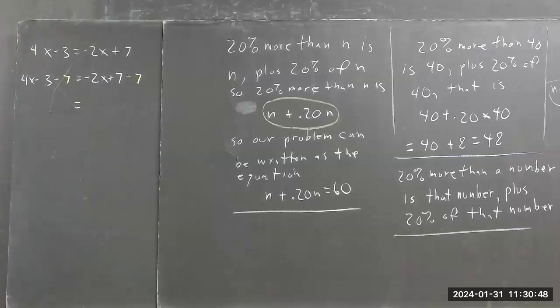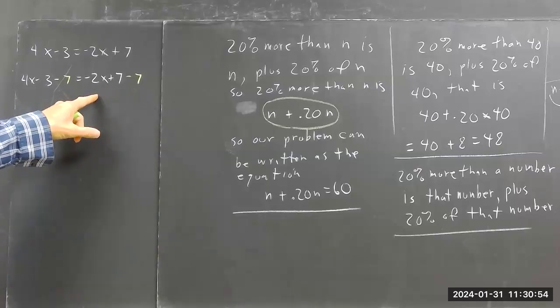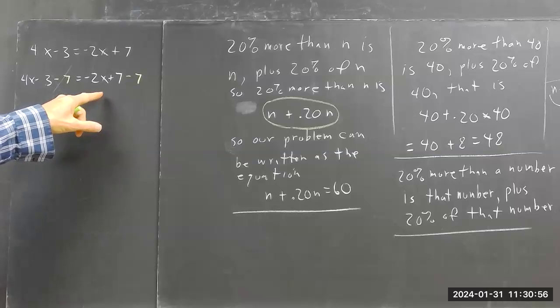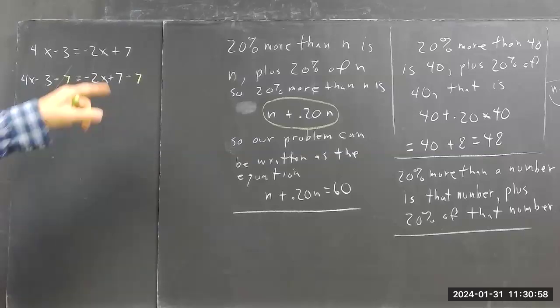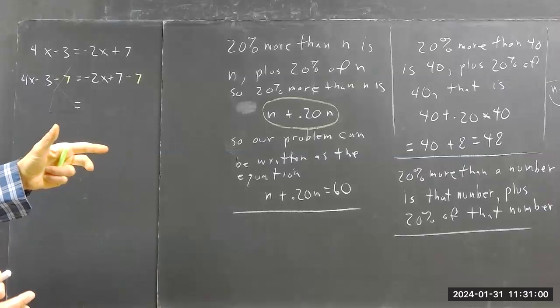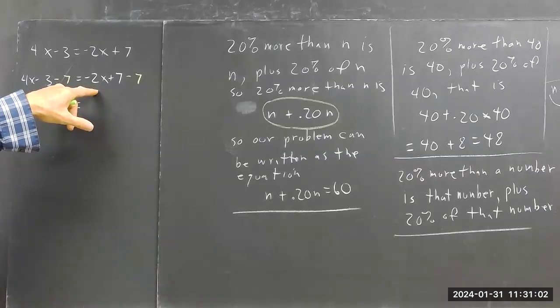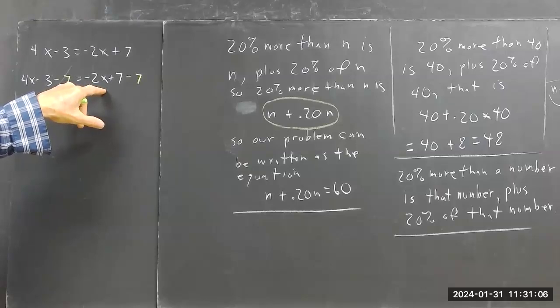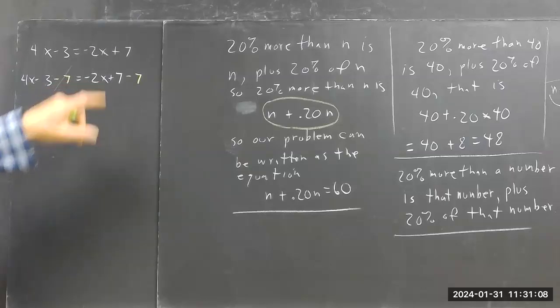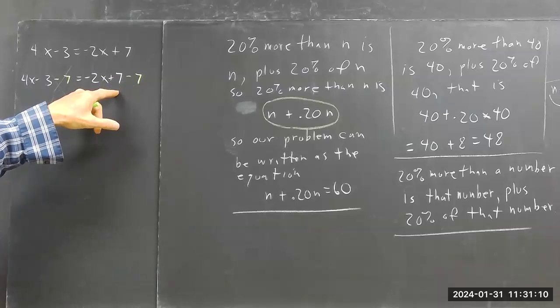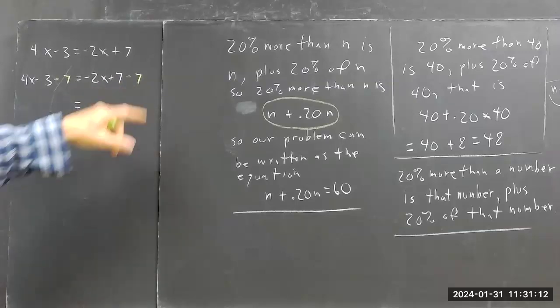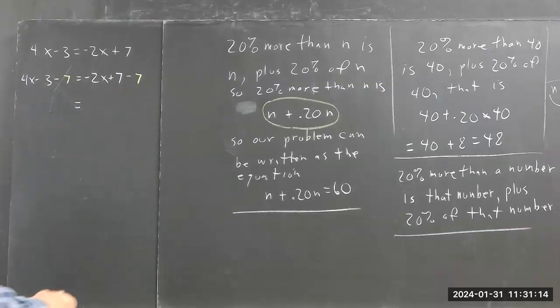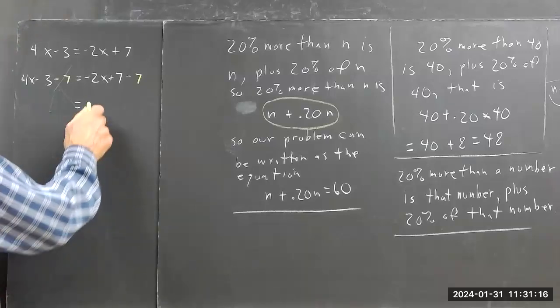Now, what is it that we can subtract 7 from here? Can we subtract 7 from 2x? No, because we don't know what x is. 2x could be any number. This could be any old number at all. We can't subtract 7 from this unless we know what x is, and we don't know what x is. We can subtract 7 from 7, that's why we wrote it. So we get negative 2x here.